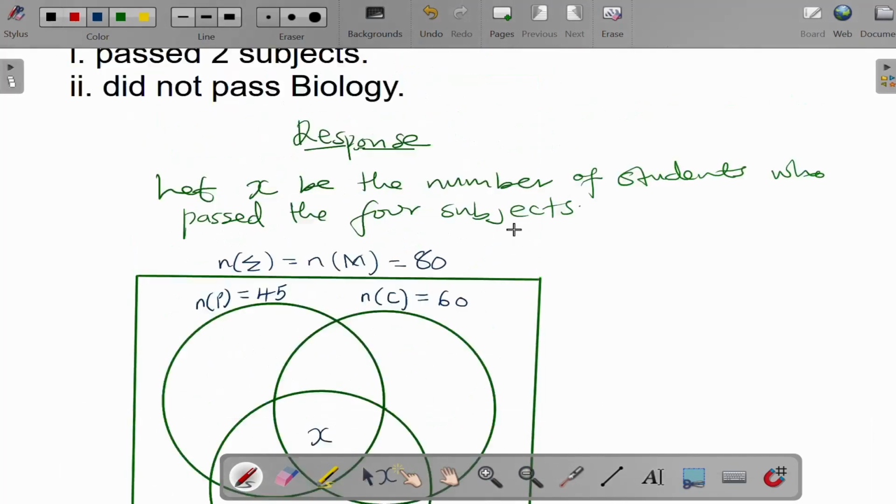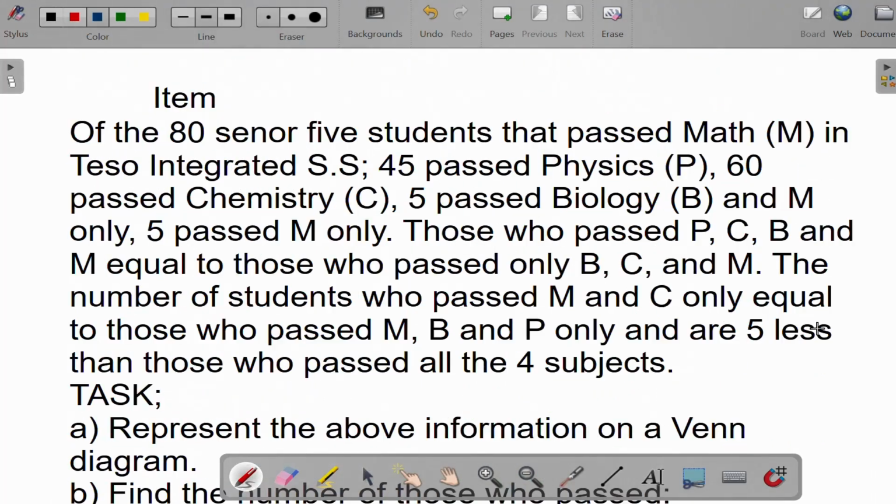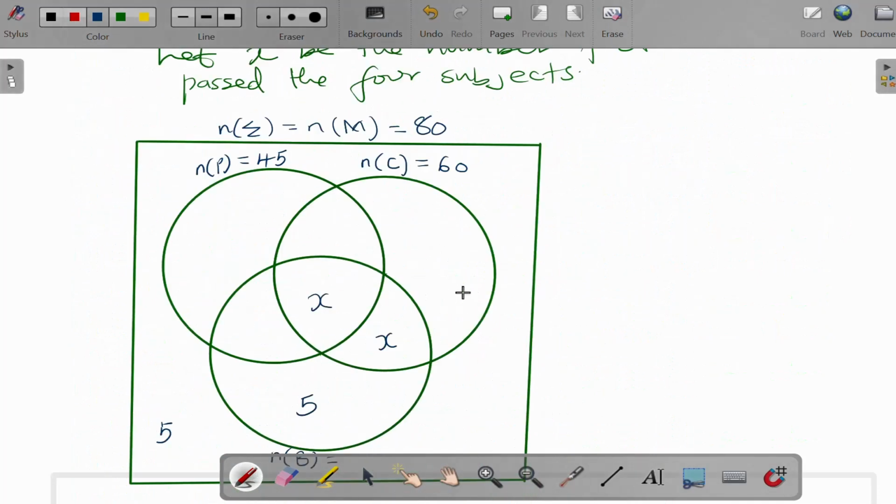And they are saying that they are 5 less than those who passed all the 4 subjects, meaning that those ones who are here are equal to X minus 5. They say that they are 5 less than those who passed the 4 subjects. And they are also equal to those who passed math, physics, and biology only.